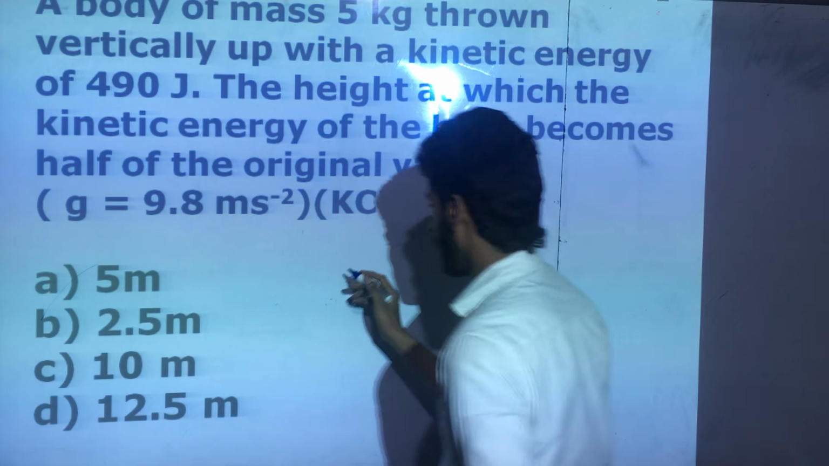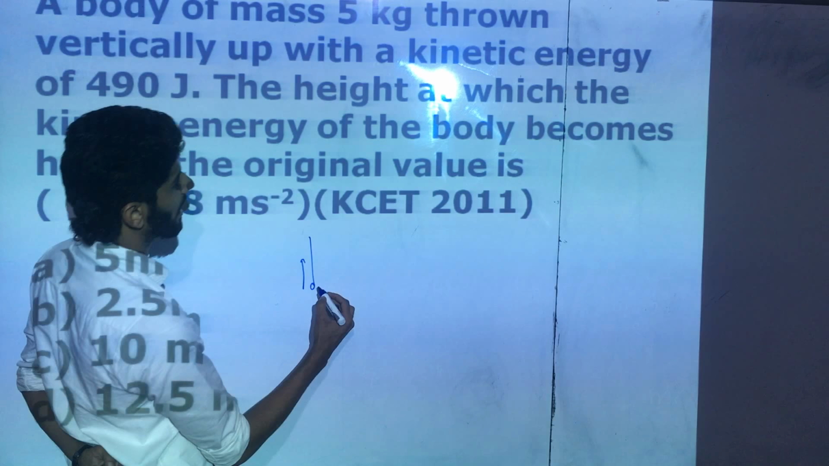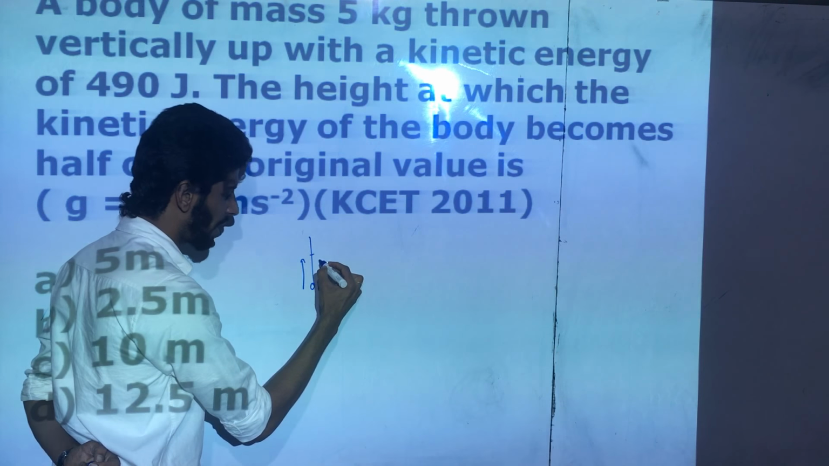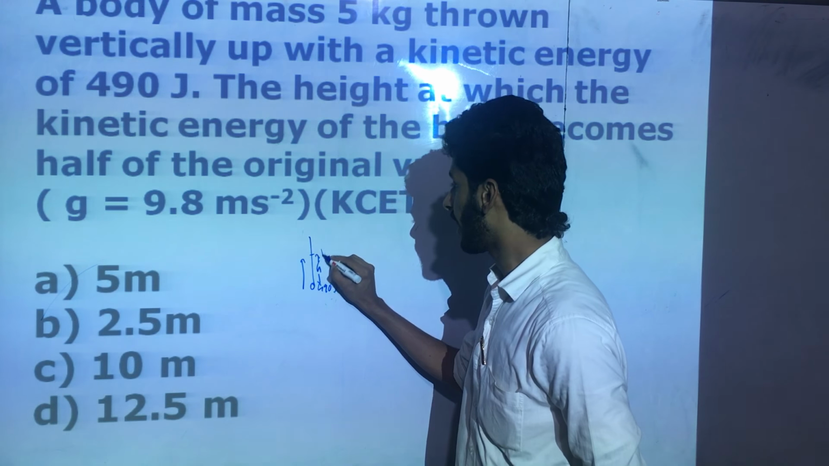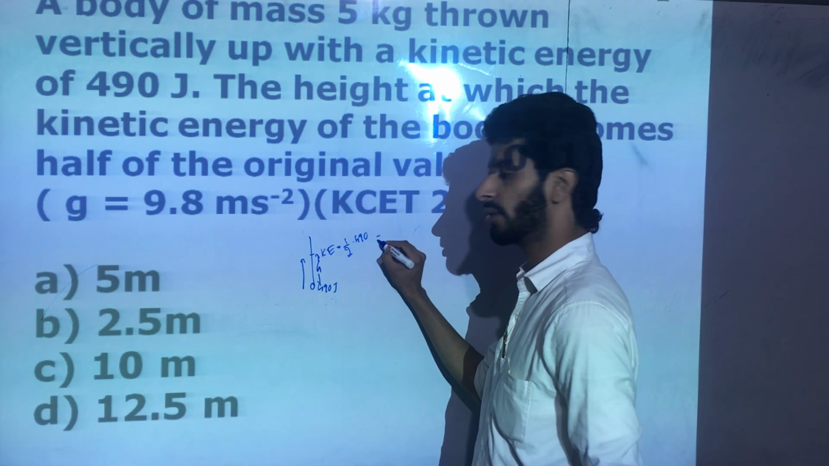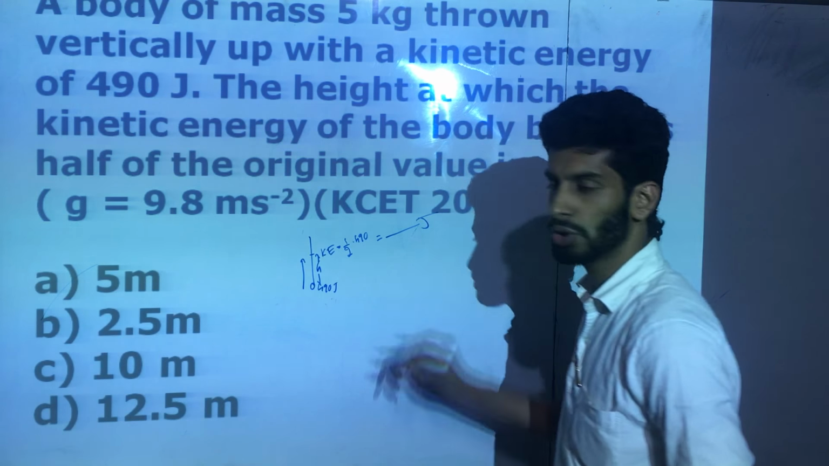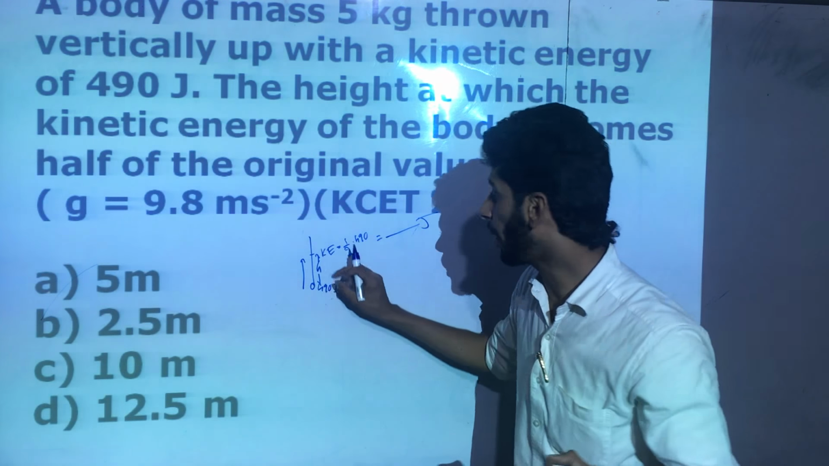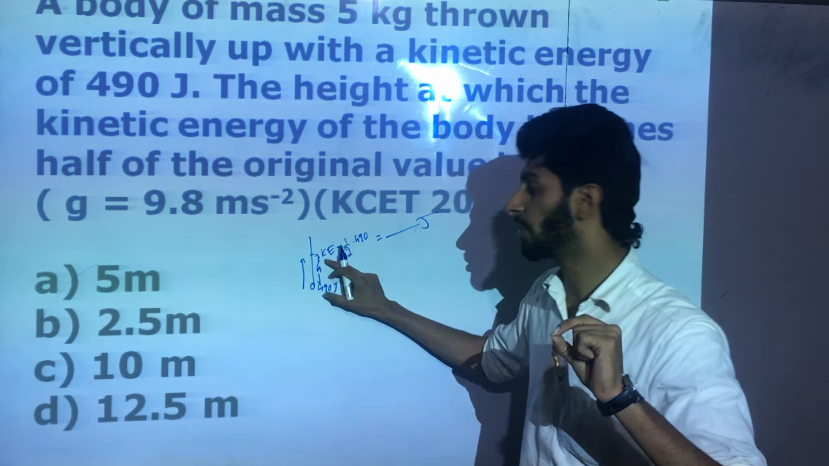Now here is your ball vertically thrown up. Initial kinetic energy is given, that is 490 joule. At a certain position with height h from the point of projection, the kinetic energy becomes half of the original one, that is 490 by 2 joules. Right? That's what happens. Now you need to find out the height, right? But the thing is, you need to find out the height.